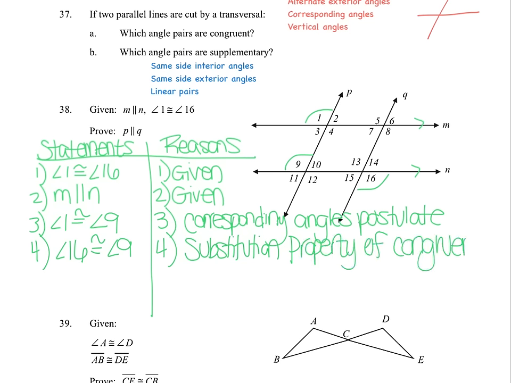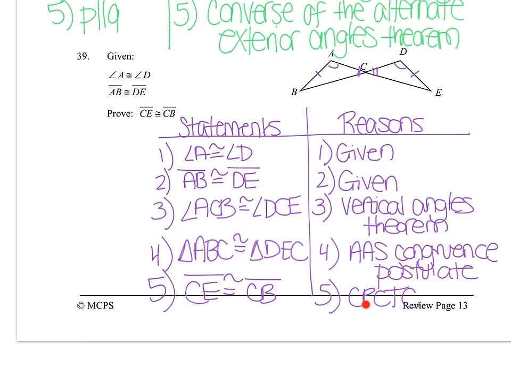And then finally, once I've known that these two triangles are congruent, I can prove CE is congruent to CB through CPCTC. So CE is congruent to CB, and my reason is CPCTC. Corresponding parts of congruent triangles are congruent. And there's our proof.